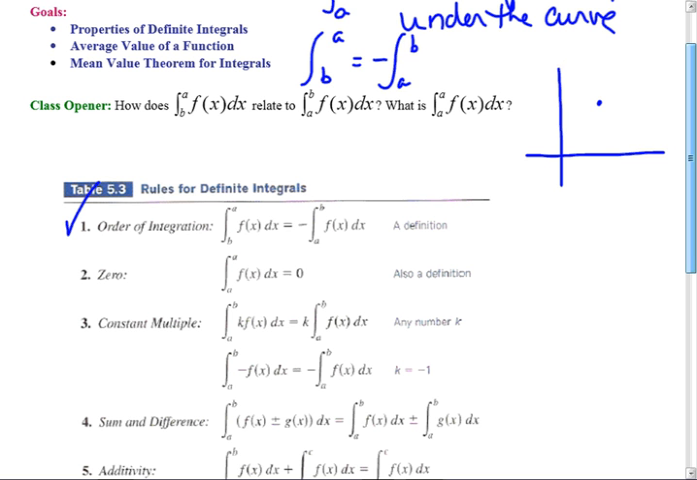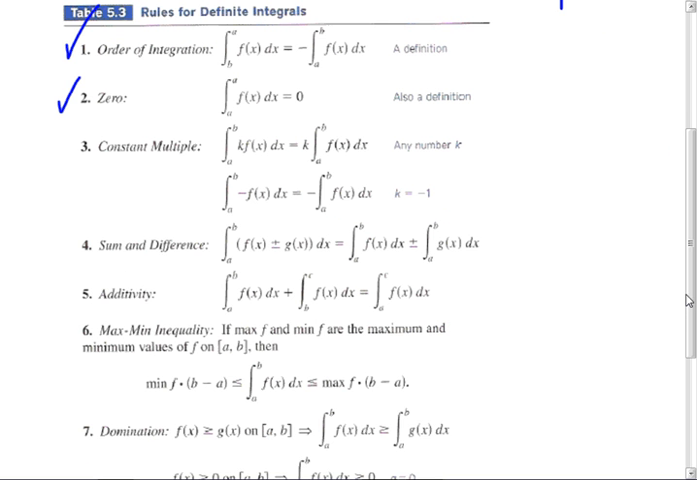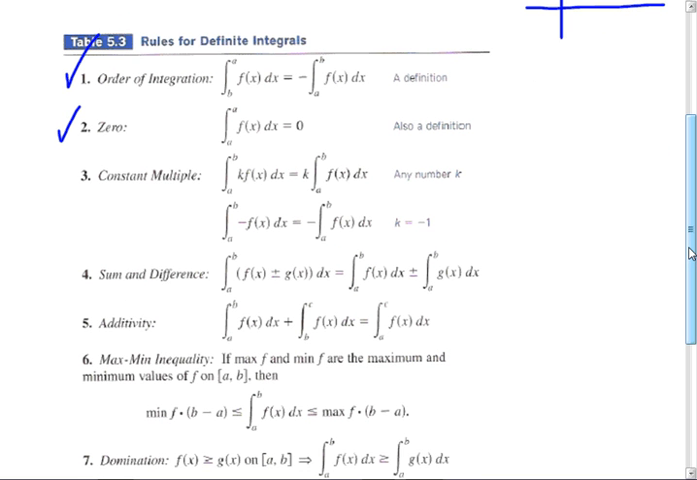Area is base times height. It has a height, but its base is so small, it's 0. So that's that property. I guarantee that you will see both of those properties on the exam. Well, you see them all, but those you'll see maybe a couple times even on the exam. And then we already talked about this.